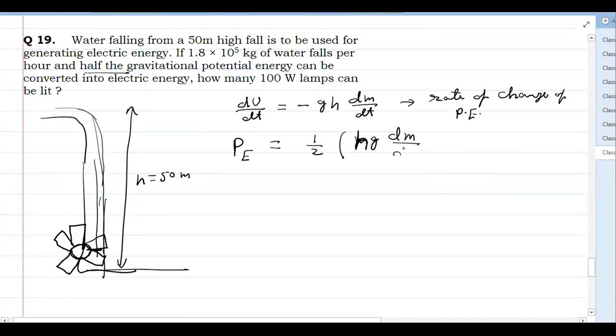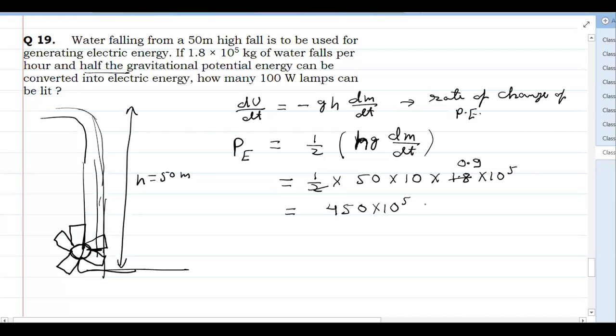(1/2) h g dm/dt. This is the electrical power generation rate. So that is half into h, which is 50, into g, which is 10, and dm/dt, which is 1.8 × 10^5. So this much we are getting. This is 0.9, and this will get us 540. 500 into 0.5, 450. So 450 × 10^5 watt.